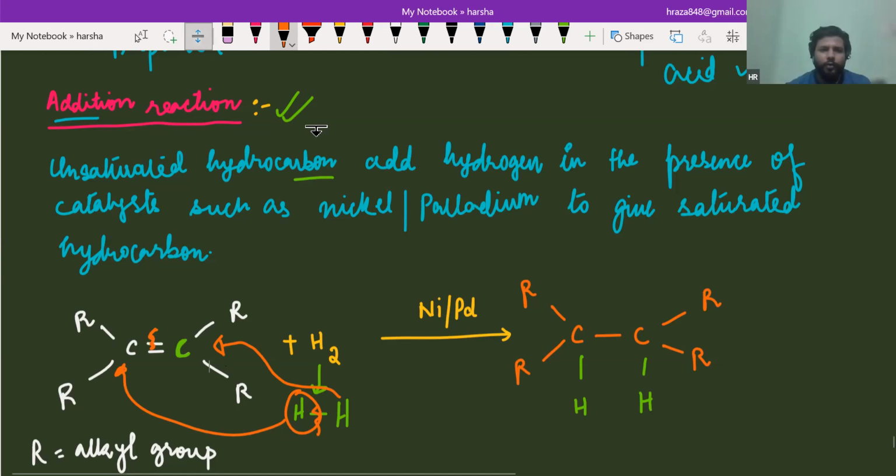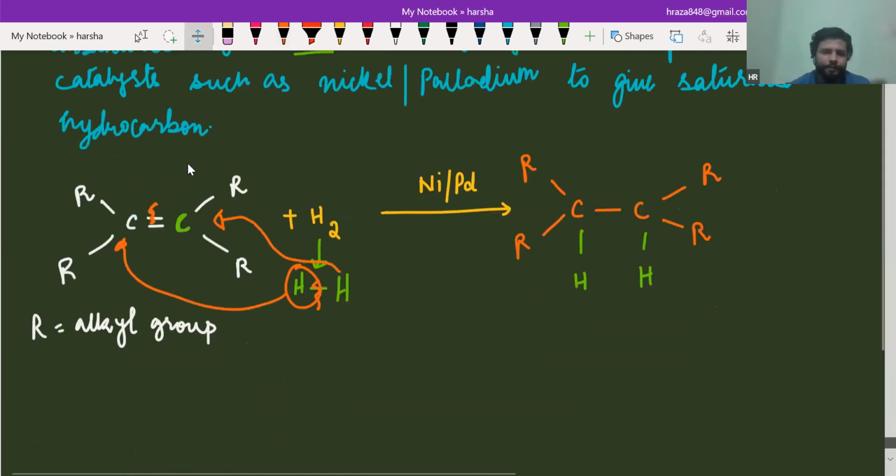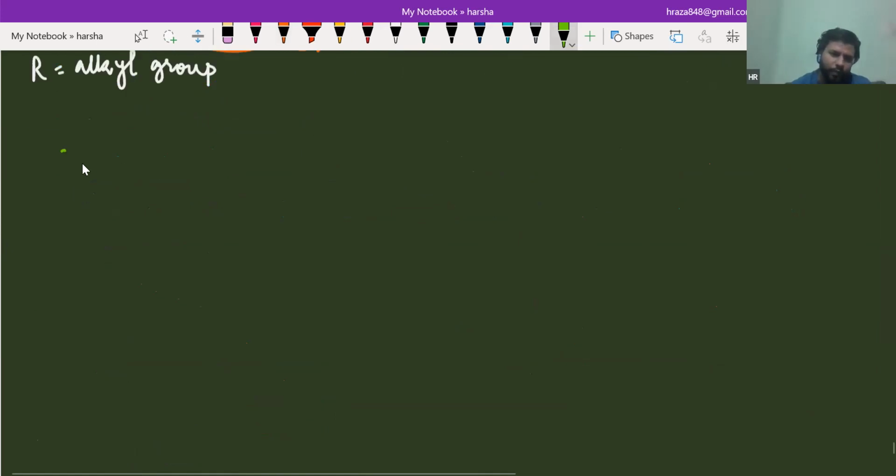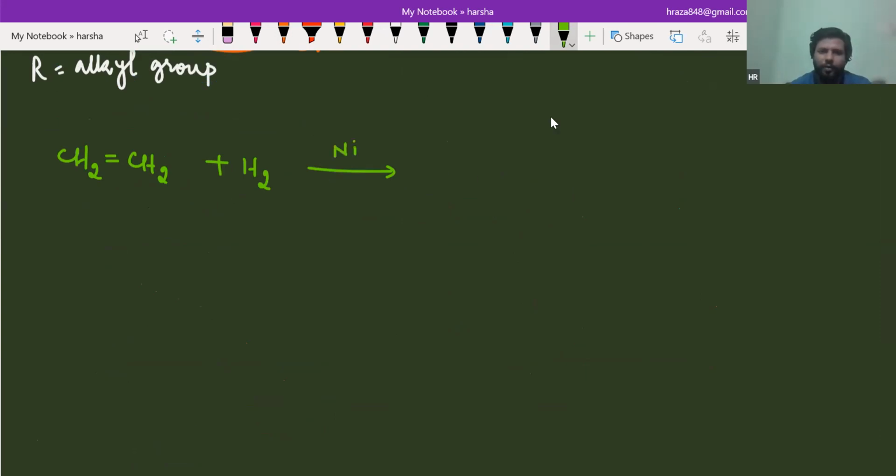Now I'm going to give you a question. Write the name of the product. If I give you CH2 double bond CH2, and you are going to add hydrogen in the presence of either nickel or palladium, what is the IUPAC name of the product? This is your ethene. Please write the name of the product. This is your first question.